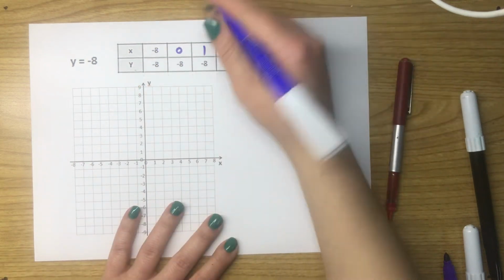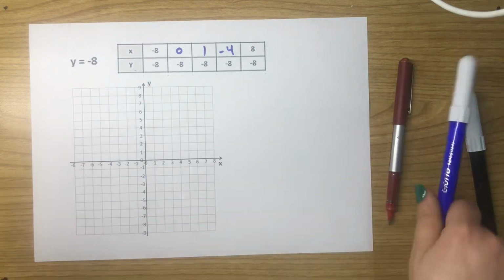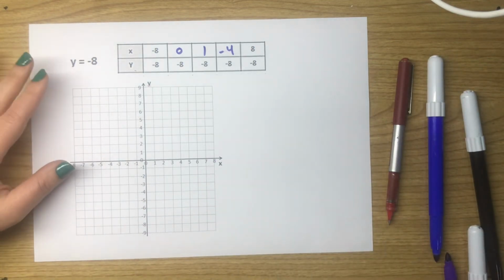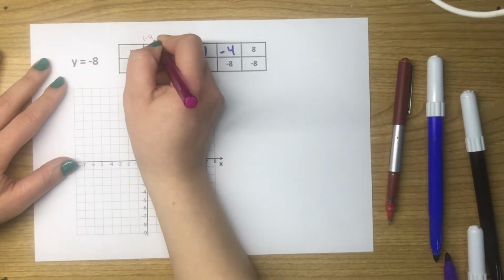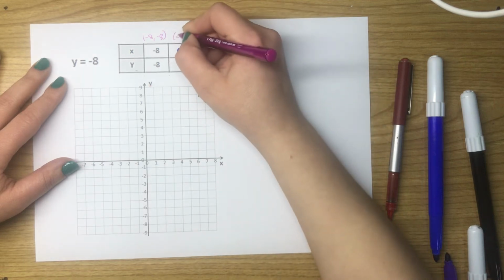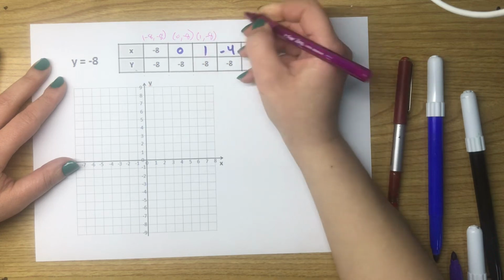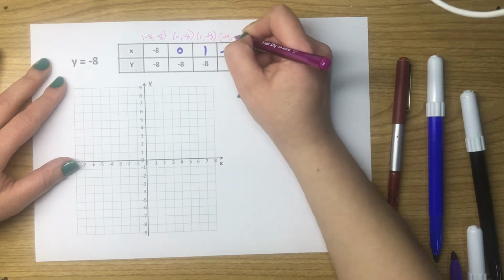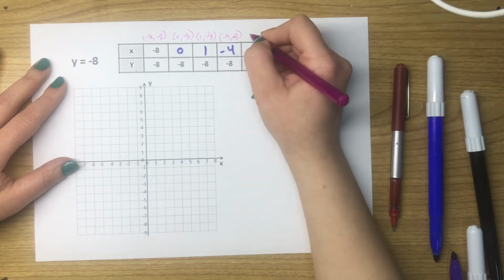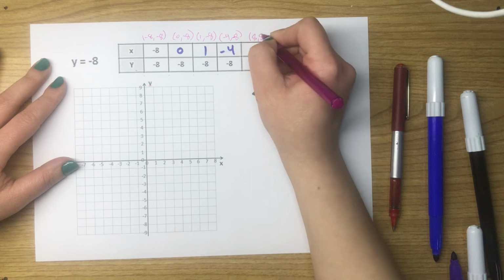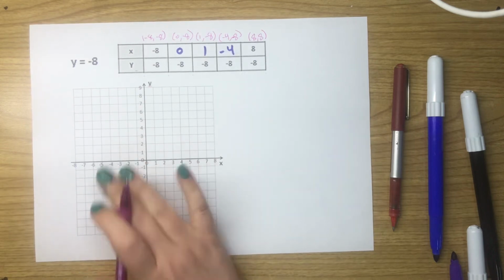Okay, let's plot these coordinates on this xy axis. I'm going to find them before we start plotting them. So the points are -8, -8; 0, -8; 1, -8; -4, -8; and 8, -8. Let's plot these points and connect them together on this xy axis.